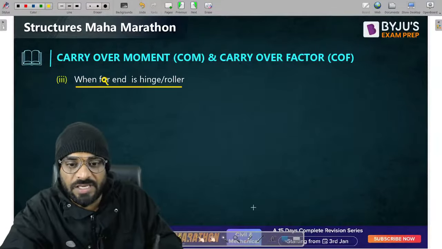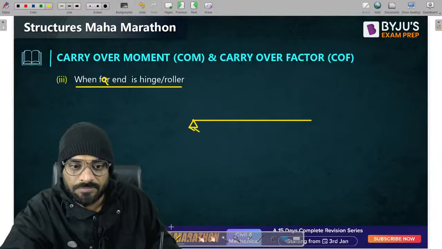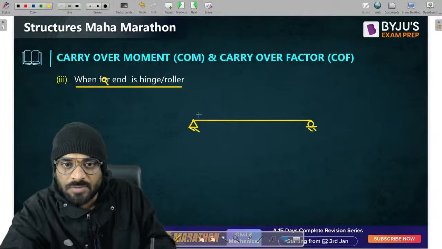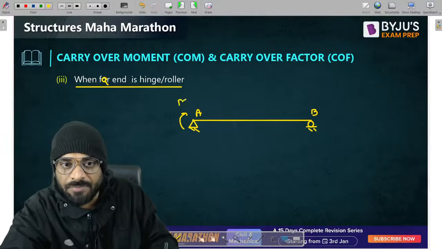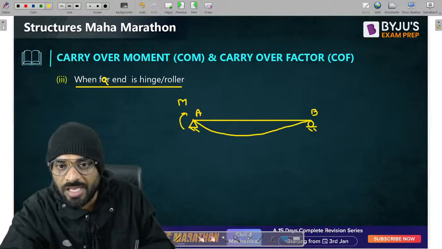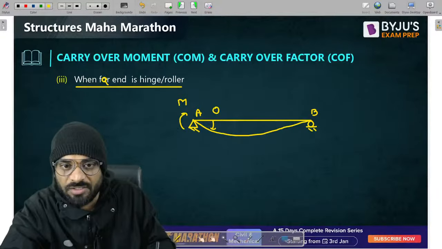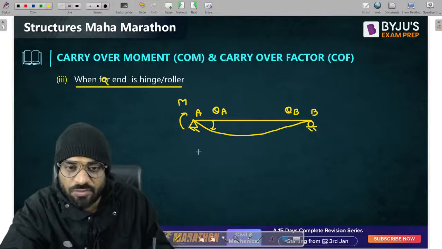Then again, tell me, guys, what should be your answer? This is A, this is B. Now let us suppose I have applied the moment M. So what should be the value of the carryover moment and carryover factor in this case? This is theta A, this is theta B. Again, the carryover moment is equal to 0 and the carryover factor is also 0.